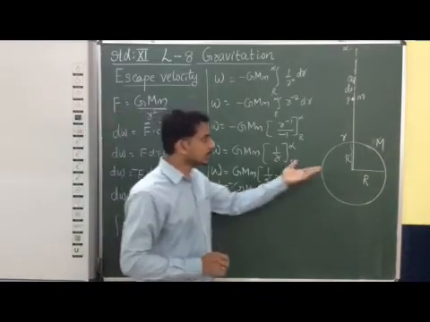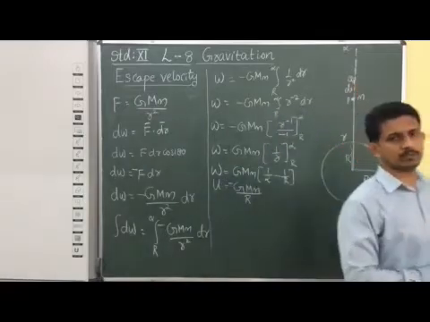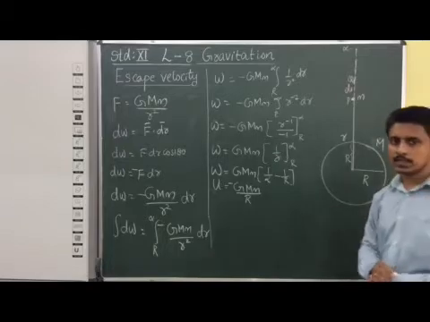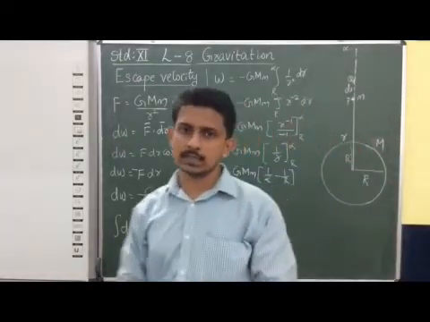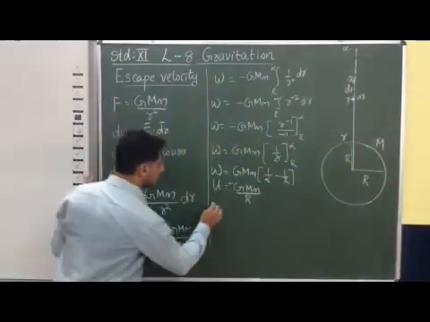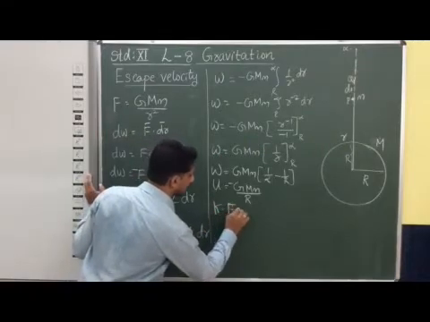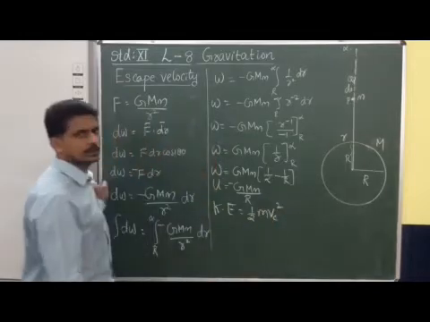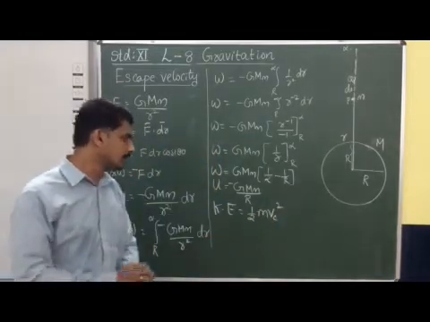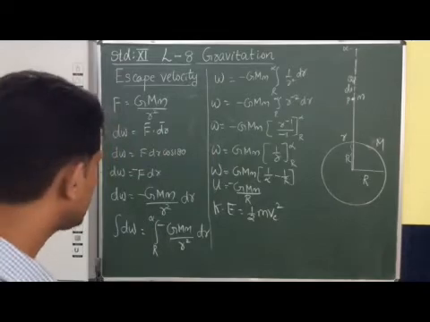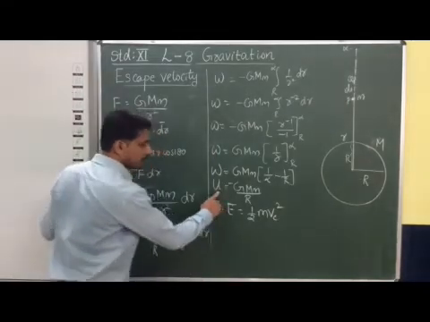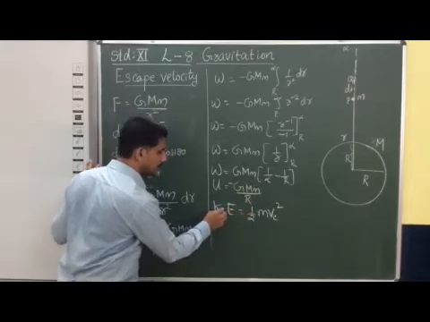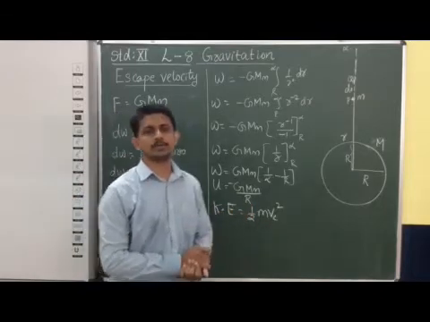Now we have seen that this object is escaping from the surface of the earth. The corresponding escape velocity is v. Therefore, the kinetic energy acquired by this object is half mv square. So potential energy is minus GMm divided by R, and kinetic energy is half mv square.